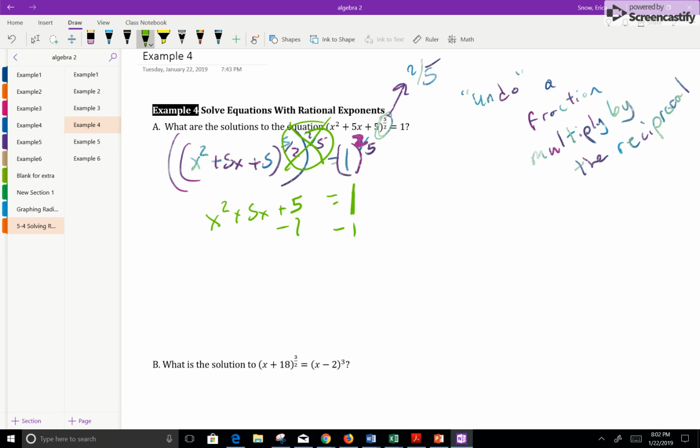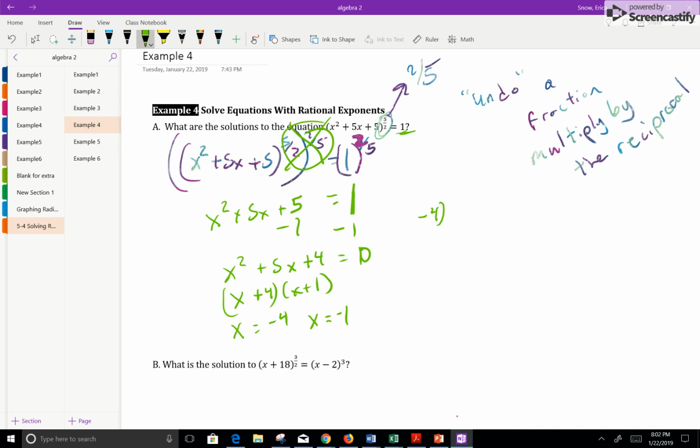Then we're going to subtract 1 from both sides. We get x squared plus 5x plus 4 equals 0. So then (x plus 4) times (x plus 1), which means that x equals -4 or x equals -1. Then here again, you have to sub in both solutions, the -4 and the -1. This side is just 1, so I really only have to plug it into one side.